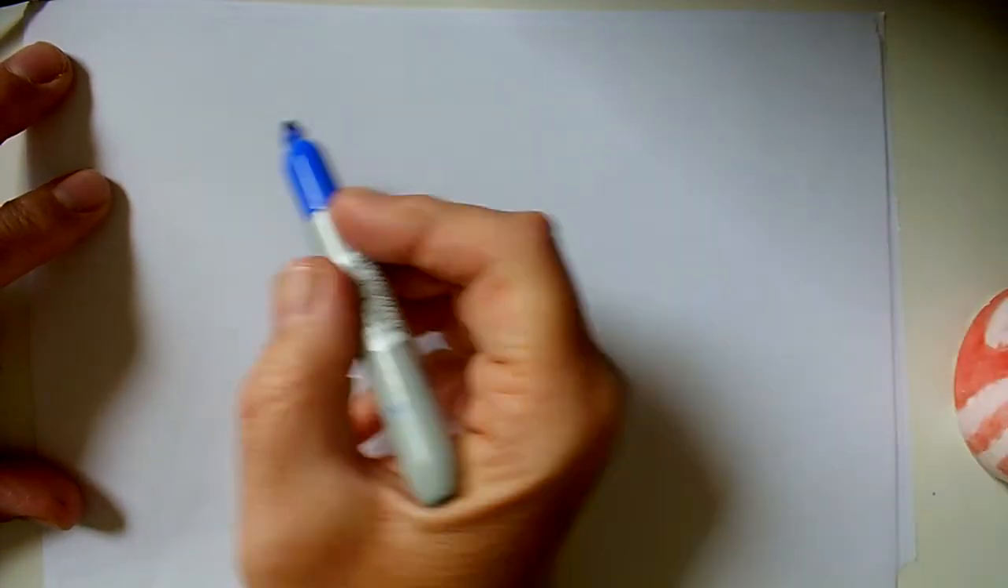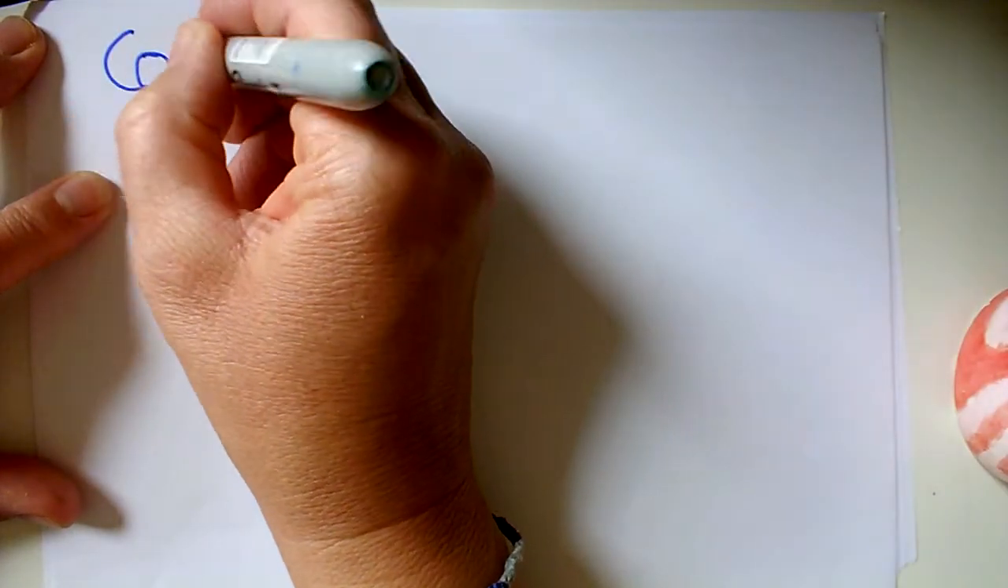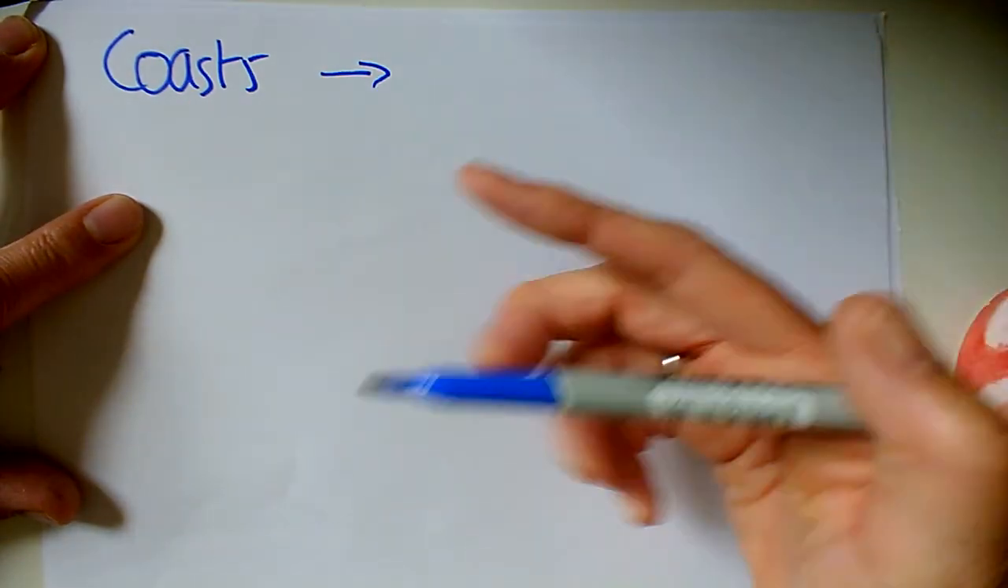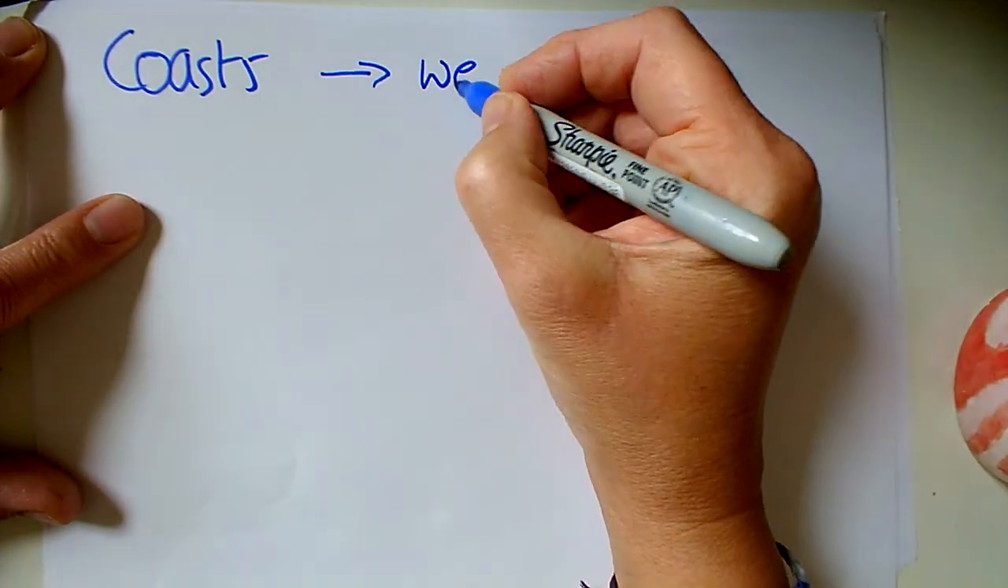Good morning, Year 10. So we're just going to run through a couple of things. Last lesson you were looking at weathering at the coast. So if we put down here, coasts. Now there are two things that people often get mixed up.